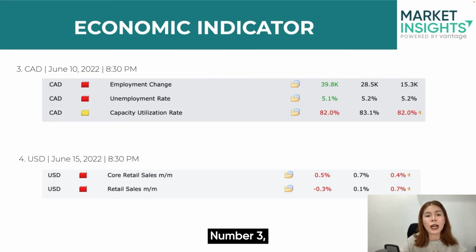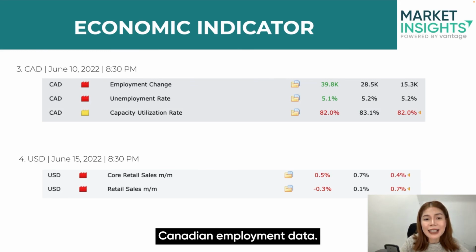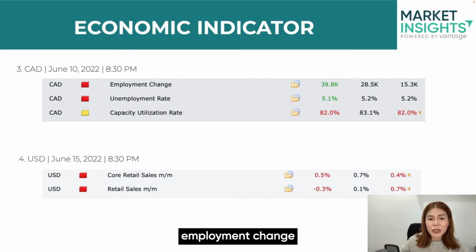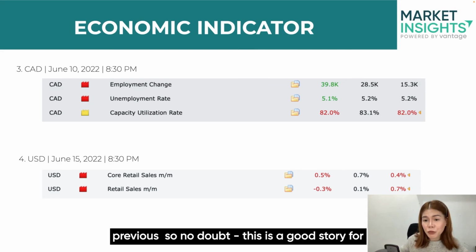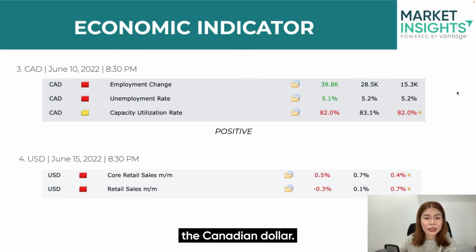Number 3, this is a Canadian employment data. They are released together: employment change and unemployment rate. Since both of them are high impact data and capacity utilization rate is a low impact data, we could disregard this one and just focus on the two. And both of them are what? Better than forecast and previous. So no doubt this is a good story for the Canadian dollar.